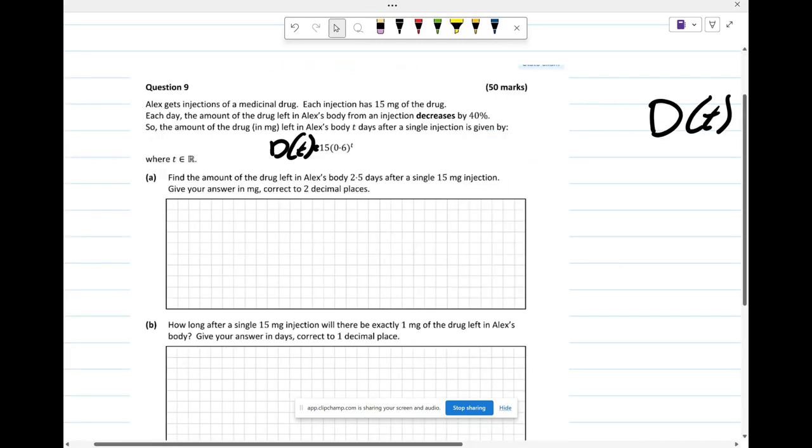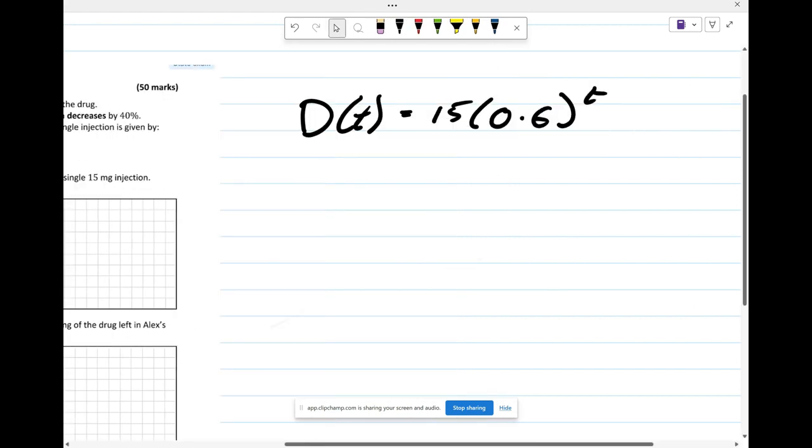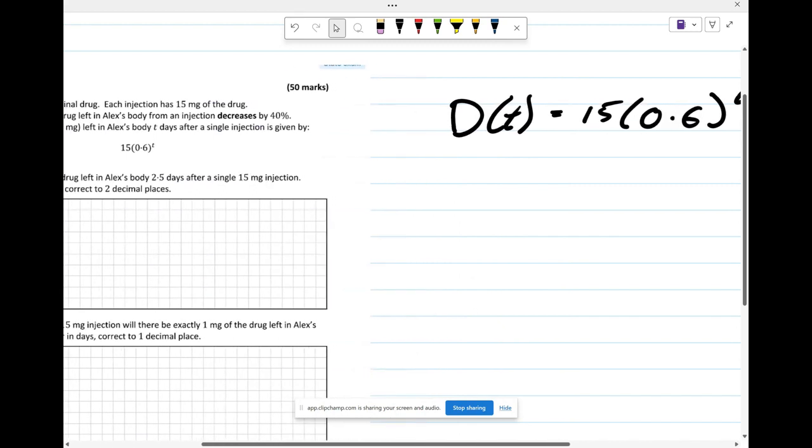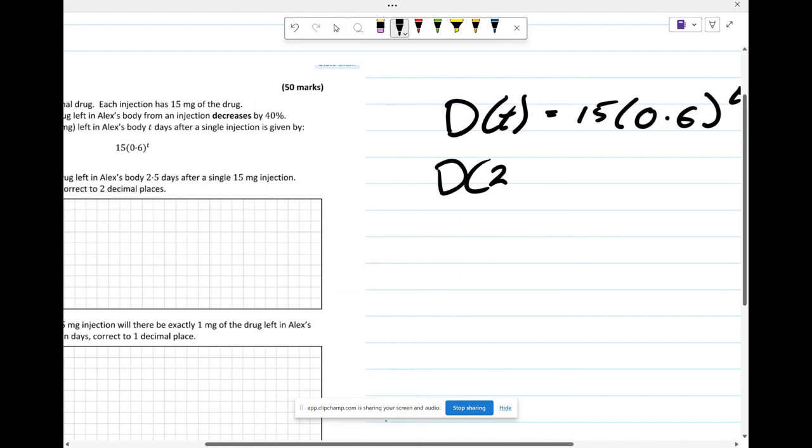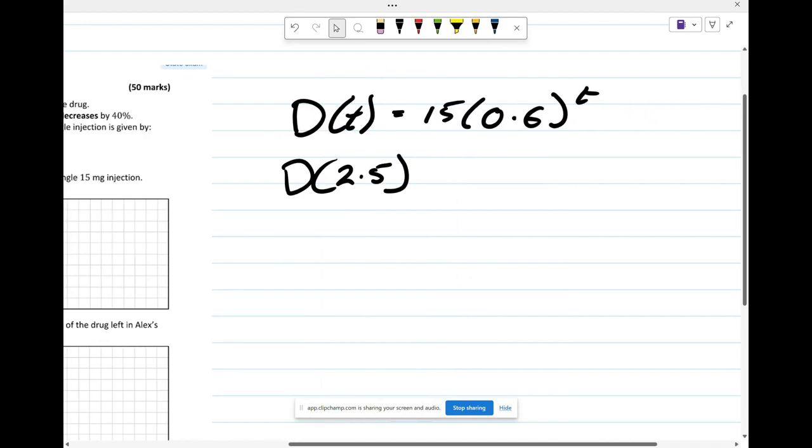So we want to find the amount of drug left in Alex's body 2.5 days after a single 15 milligram injection. Give your answers in milligrams, correct to two decimal places. Well, that's easy once we know what we're looking at. So we want 2.5 days. The function at 2.5 is 15 times 0.6 to the power of 2.5.